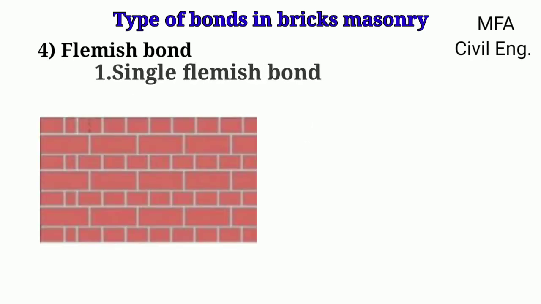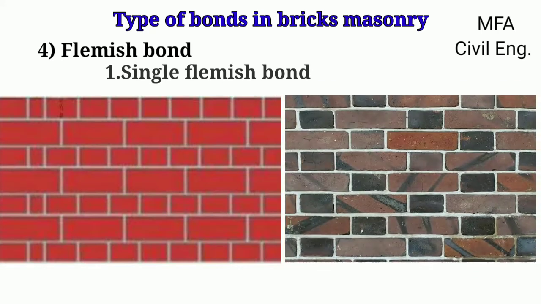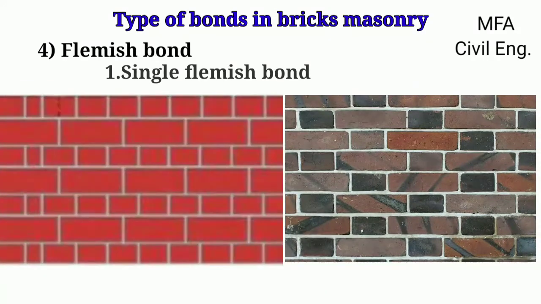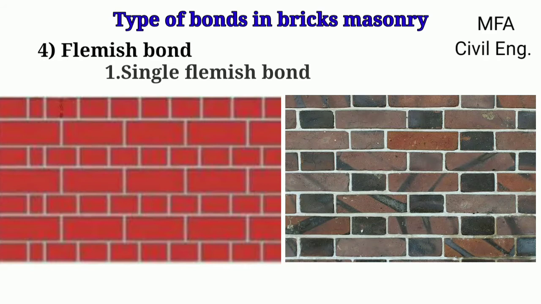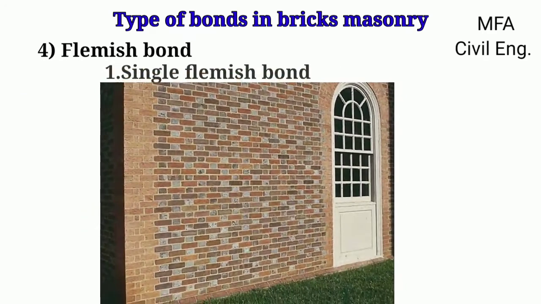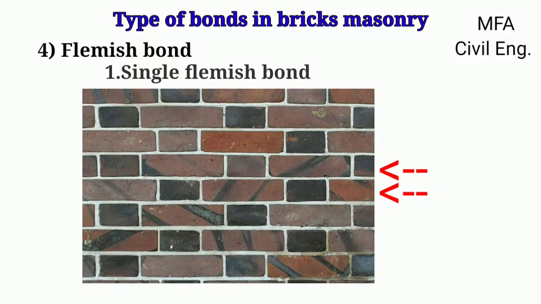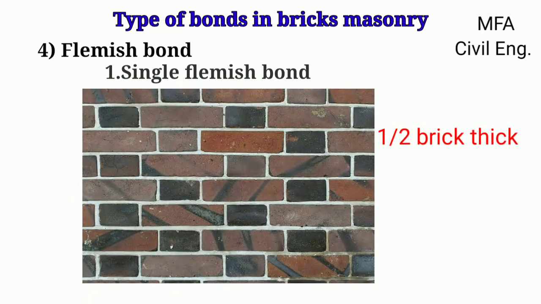The combination of an English bond and the Flemish bond results in a new type of bond called a single Flemish bond. On the facing of the wall there is a Flemish bond, and on the backing there is an English bond in each course. For the purpose of the attractive appearance of the wall, this bond is mainly adopted. The alternate courses of the brick wall have a different thickness in the single Flemish bond. The drawback of this bond is that it cannot be used for walls less than 1.5 bricks in thickness.